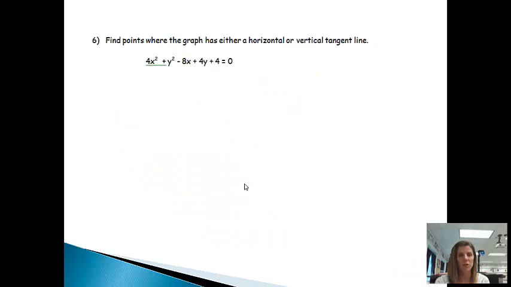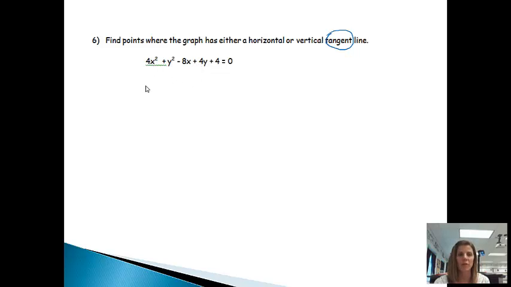Right, let's try another one. This should be a familiar looking problem. Find points where the graph has either a horizontal or vertical tangent line. Keyword in this one, tangent line. So I know that I'll be dealing with the derivative. So the first thing that I want to do for this problem is actually take the derivative, and we will do it implicitly once again.